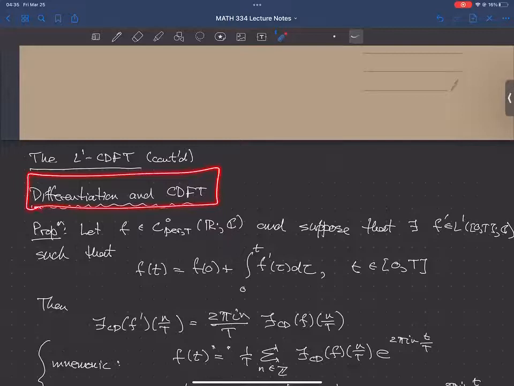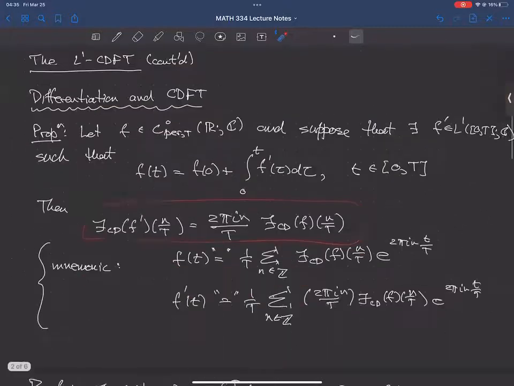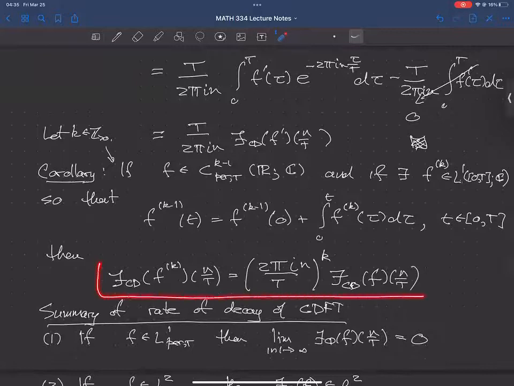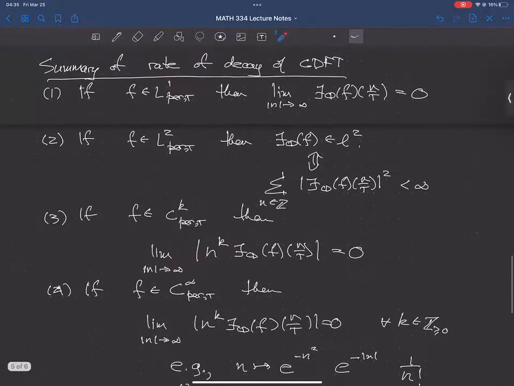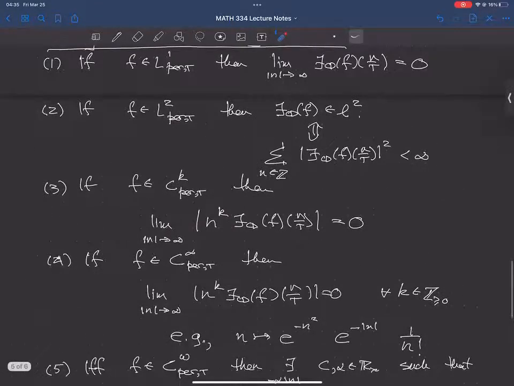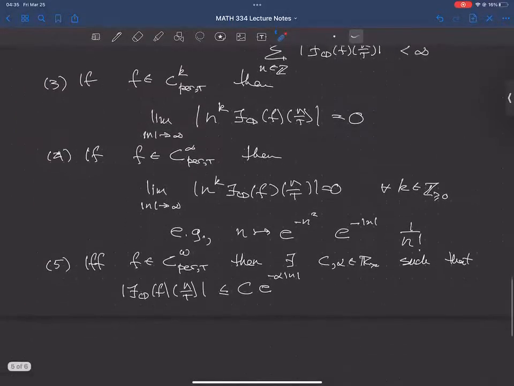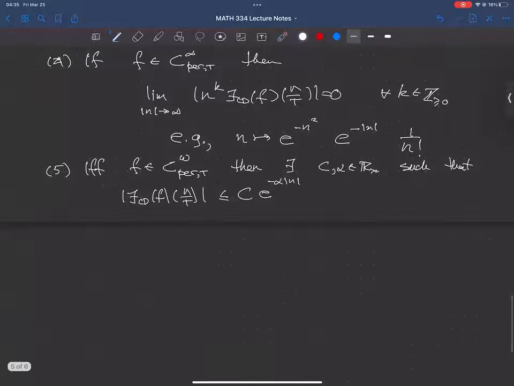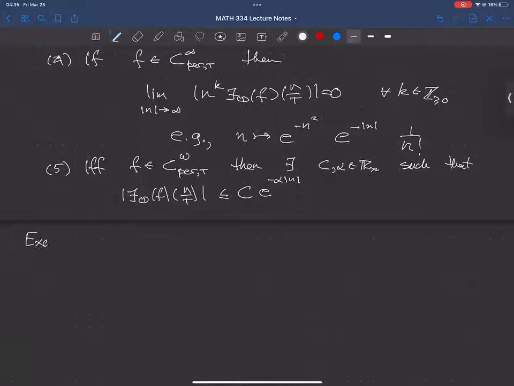So that is our discussion of differentiation in the CDFT. And like I said, there are 2 points here. One is formulas like this one, and like this one. But the other is the list of conditions like this, for relating properties of a signal to properties of its CDFT. Sorry, maybe before I leave, we'll look at some examples.